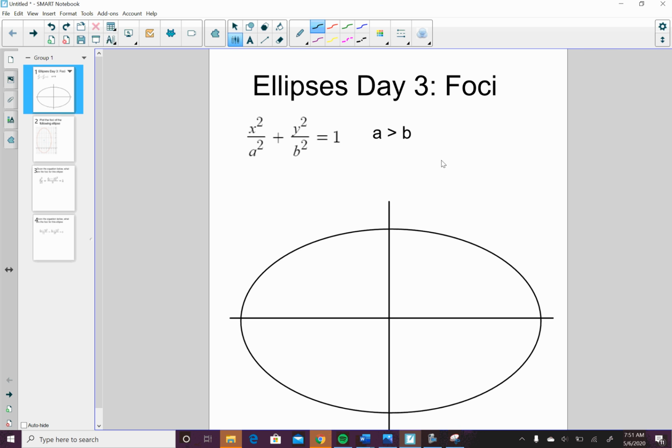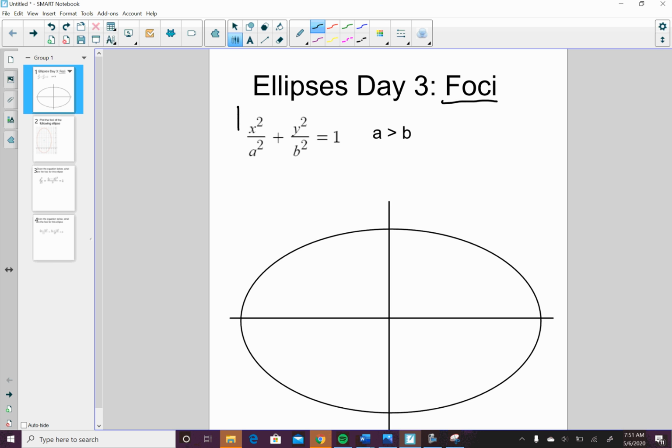Didn't see you there. Well, hey, while I have you here, let's talk about ellipses. More particularly, let's talk about what we call the foci of an ellipse, which is the plural form of focus or focuses, but I'm going to use the word foci.